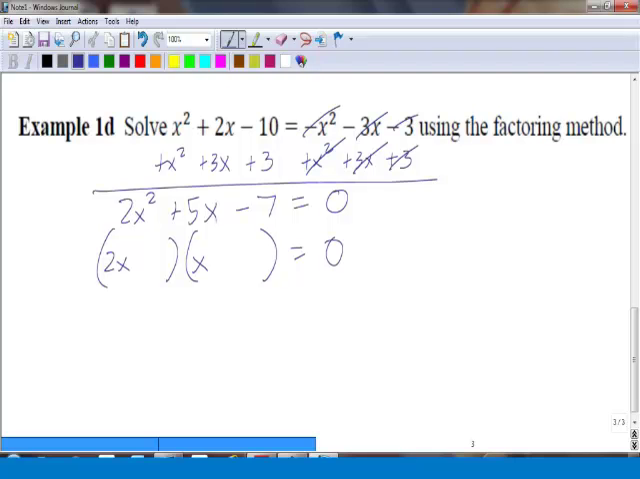Now there are various options for coming up with a negative 7 based on the fact that I've already put a 2x in one spot and an x in the other. There are, what, four? There's a 1 and a negative 7, or a negative 1 and a 7, or a 7 and a negative 1, or a negative 7 and a positive 1. I don't know if we need to write them all down, just look and see how it's going to work out. What goes where?